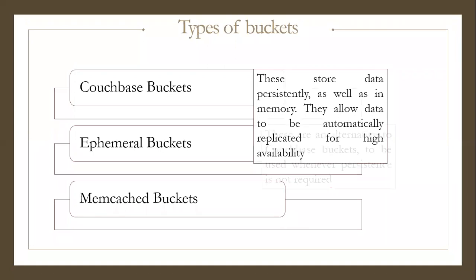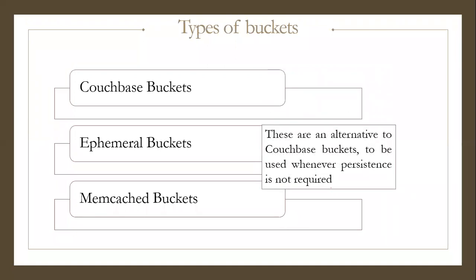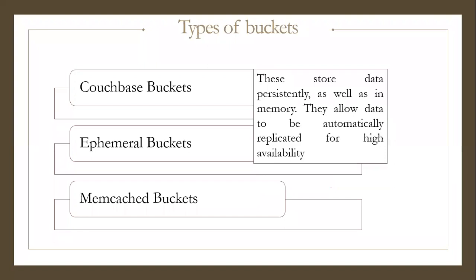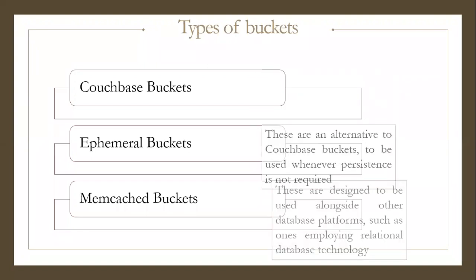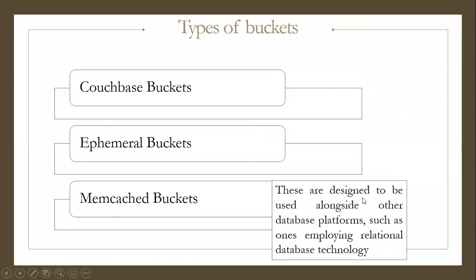And when it comes to ephemeral buckets, an alternative to Couchbase buckets, we use them whenever persistency is not required. When it is required, you can go for Couchbase buckets. When it is not required, you can go for ephemeral buckets. And due to some memory issues, we have memcached buckets also, which are alternatives to Couchbase and ephemeral that you can use.